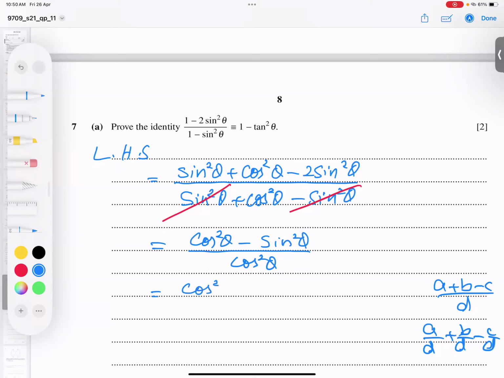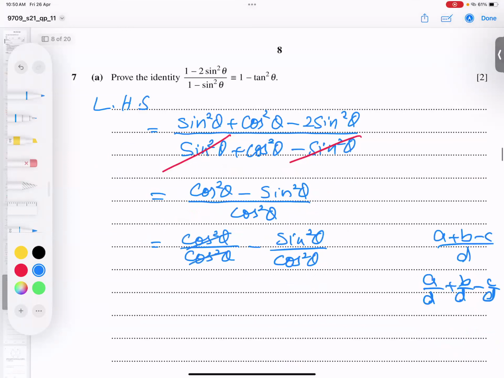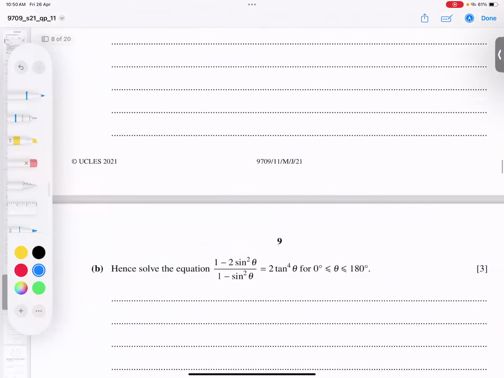So cos square theta over cos square theta, and sine square theta by cos square theta. They cancel out to get 1, and this becomes tan square theta, equal to the right hand side, and proved. So Alhamdulillah Rabbil Alameen. Let's go for the next part.